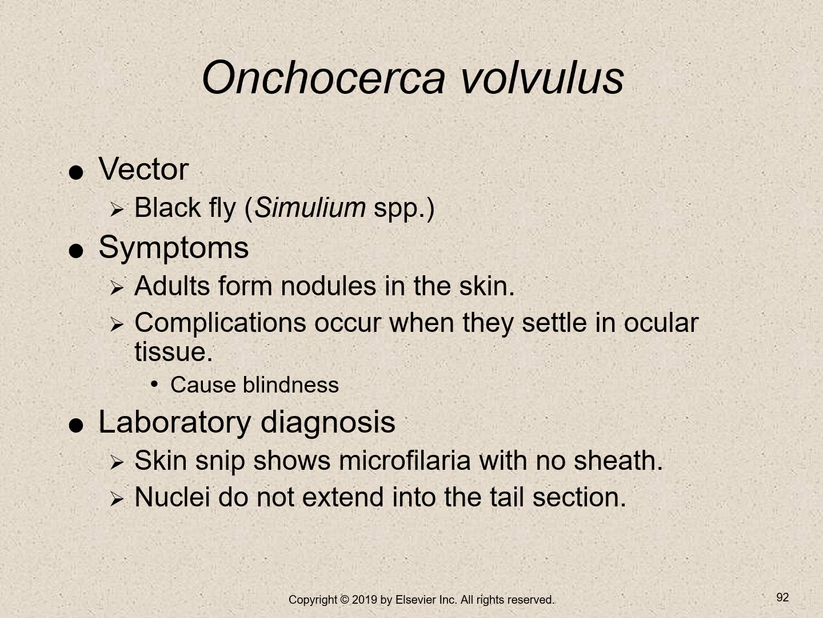Onchocerca volvulus is another microfilarial organism, and this is found in Africa and South and Central America. The vector for this species is the black fly. Symptoms of infection include nodules in the skin as a result of the adult forms, and complications can occur when they settle in ocular tissue, which can result in blindness.